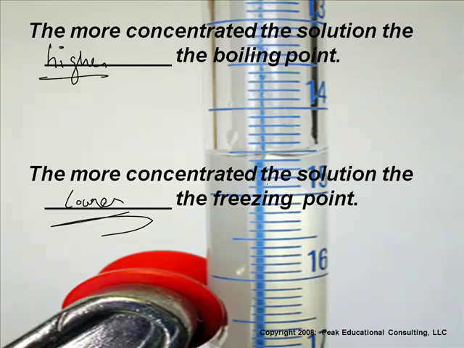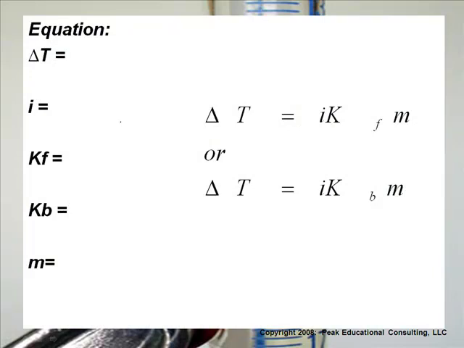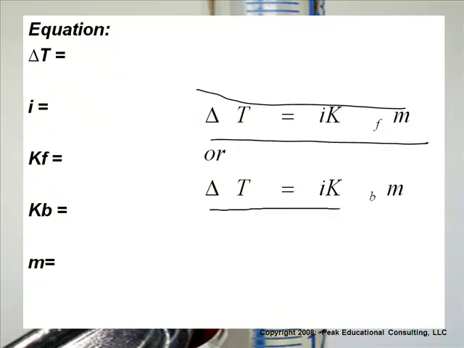All right. Now there's some equations. So not only are we interested in that it's lower, we want to know how much lower. We love math. Quantitative. So here's your equation: delta T equals i K_f times m, or delta T equals i K_b times m.